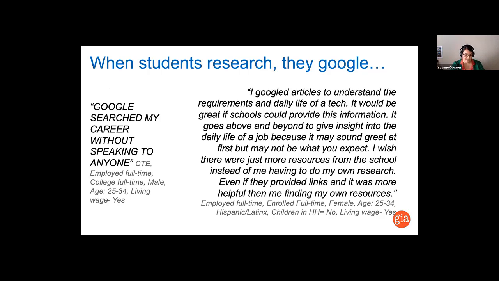Students, unfortunately, they don't research, they don't know how. The students who do research, they rely on Google. They're not going to the colleges. We had students say they Google searched their entire career. Another student said, I Googled articles to understand the requirements and daily life of a tech. It would have been great if schools could have provided this information.